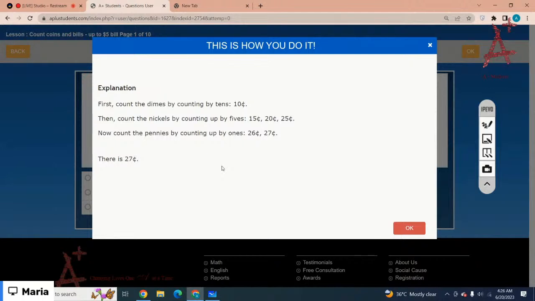Then you have to count a nickel. You can count a nickel by 5. So you have 5, 10, 15, 20, and 25. Then you have to count the penny. You can count the pennies by 1. So it would be 27 cents. Got it? So the correct option is 27.